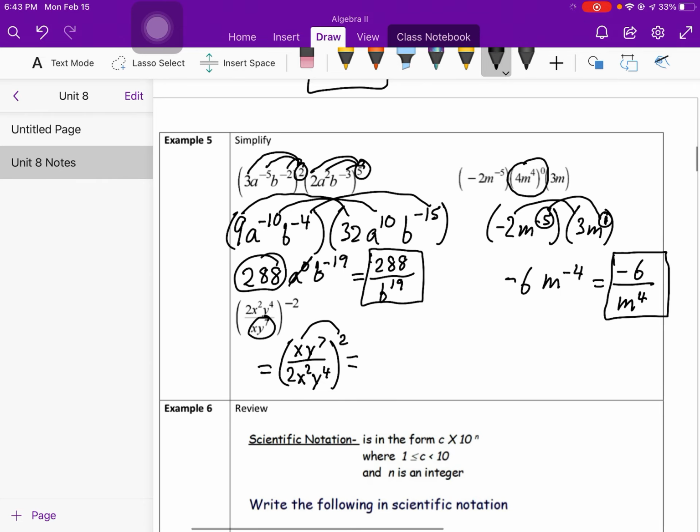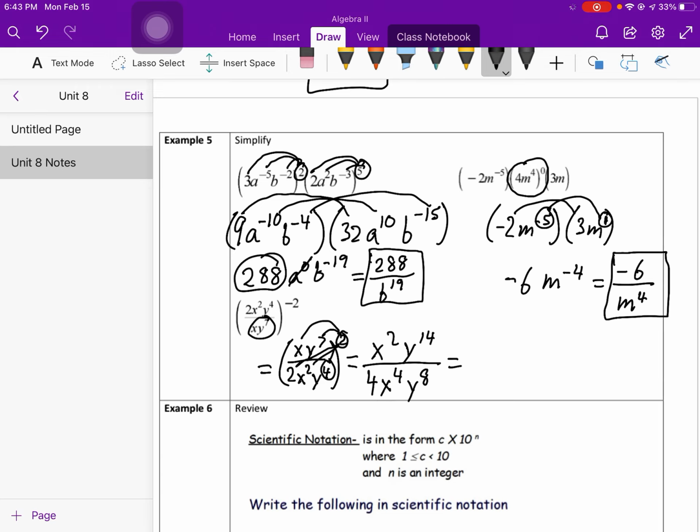So now we can distribute the 2 to every single term. X becomes x squared, y to the 7th becomes y to the 14th. 2 squared becomes 4. X squared to the second power becomes x to the 4th. And then 4 times 2 gives us y to the 8th.